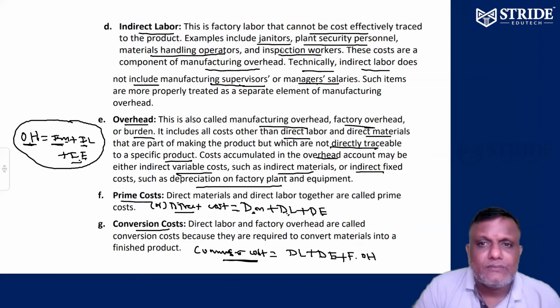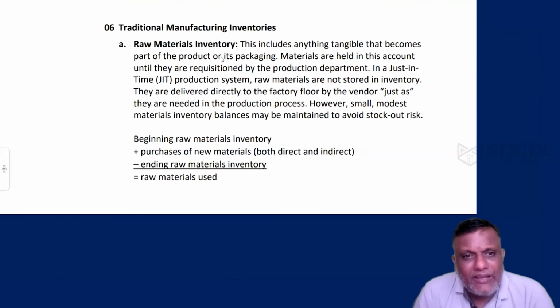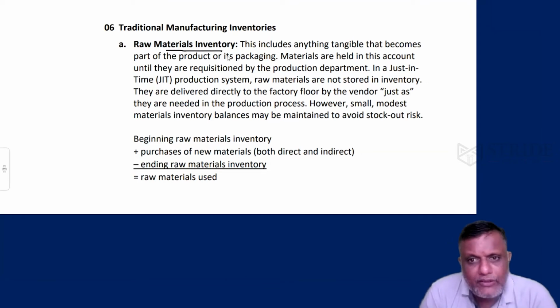So let's see what raw material inventory is. I told you earlier about the cost sheet. A component of the cost sheet is raw material consumed, including packaging. Packaging is also taken into consideration for raw material consumption. Generally, whenever raw materials are not stored in inventory, the production system concept is called just in time. It is a Japanese system.